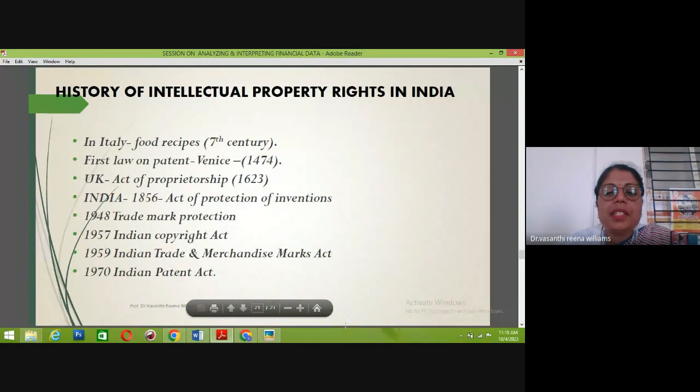This is a brief history of intellectual property rights. It first started in Italy, basically on food recipes. I don't call it property rights in India, but that was how the idea came. Someone came up with this particular dish, pasta, somewhere in the 7th century, and nobody else could use that. And then in Venice in 1474, so many hundreds of years ago, the first law on patents came up.